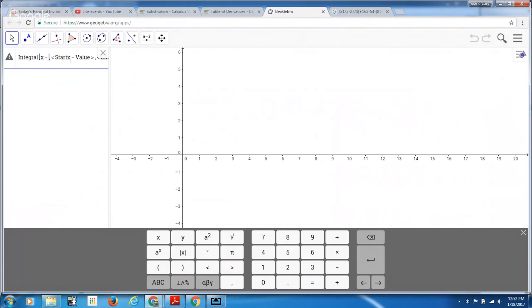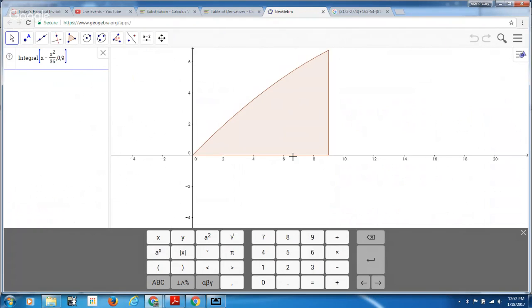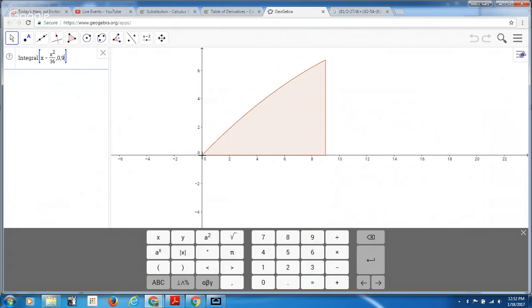So it's going to be x minus x squared over 36, evaluated from 0 tab to 9. Gives me that chunk right there. And notice it's graphing it for me. It's not graphing that y equals x line. Notice that does have a curve to it. It's graphing the function x minus x squared over 36. So this is a different picture than the one I started with.